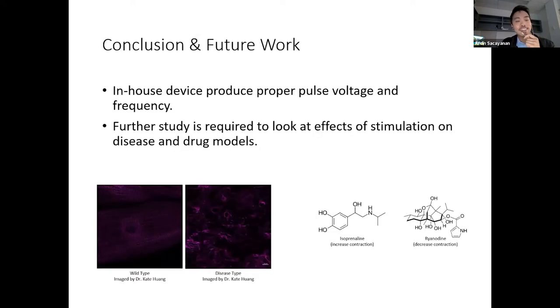Basically, the device that we built in the lab does produce the proper pulse voltage and frequency. As for future work, we're hoping to incorporate this device into looking at the effects of stimulation for disease and drug models.